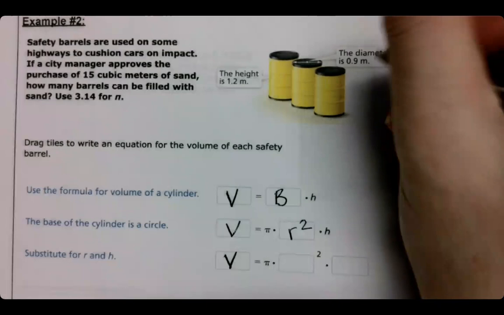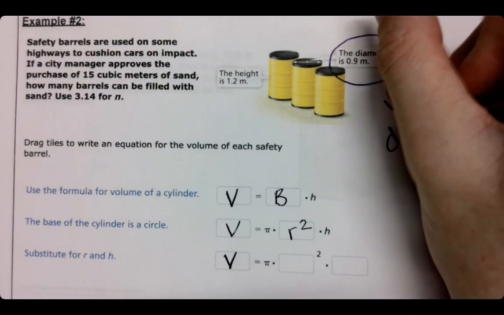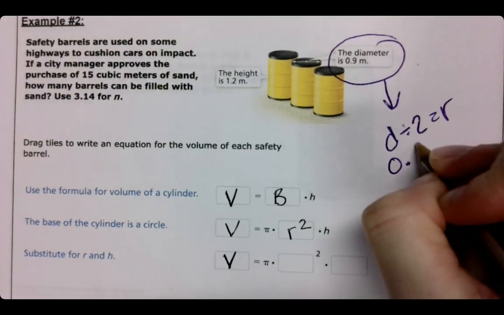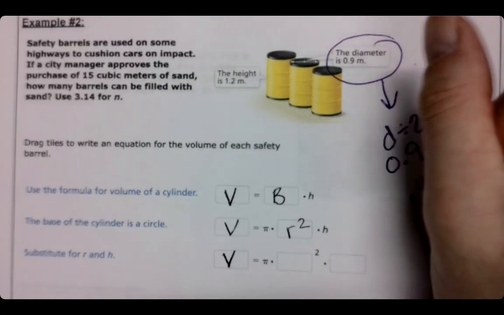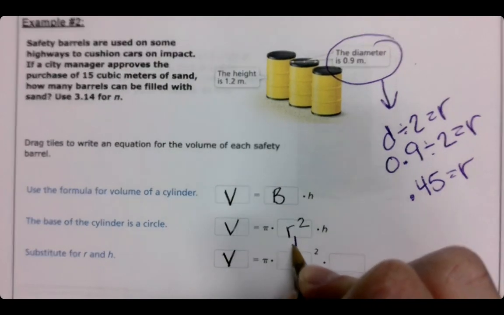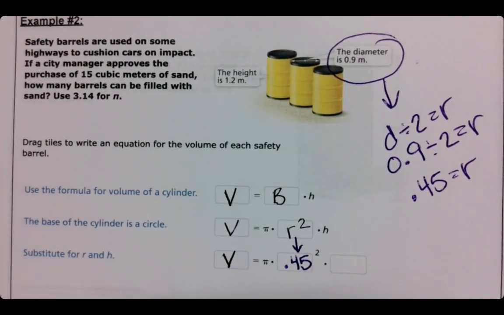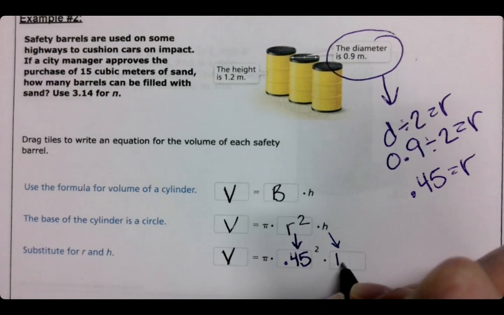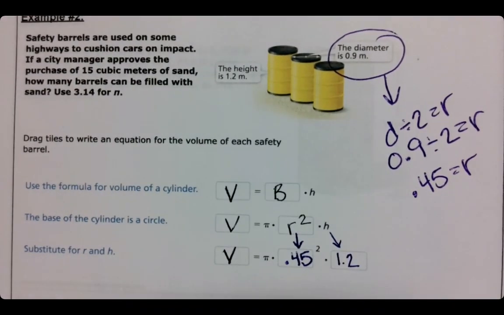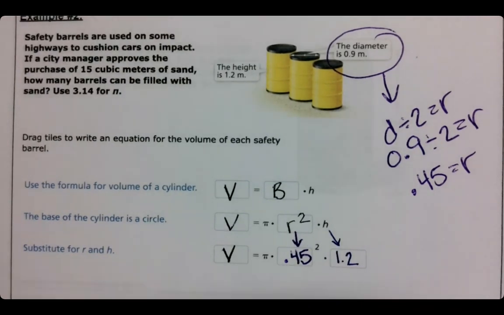It is not 0.9. The diameter is 0.9, which means if I take the diameter and divide it by 2, I get the radius. So if I take 0.9 and I divide it by 2, that gives me my radius. So that equals 0.45. So here is going to be 0.45 squared. And then in place of my h, I'm going to put what my height is. Okay? And then I'm literally going to plug and chug.